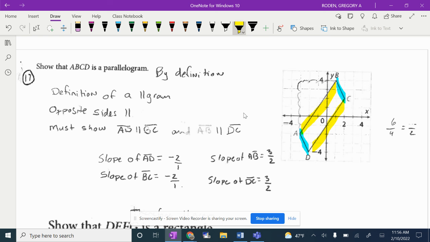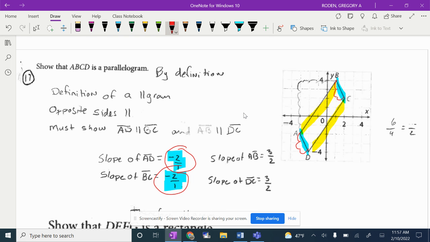So if we want to look at BC and AD, the blue lines, we can see that if we do rise over run, you go down 2, right 1. Okay, see that? You go down 2, right 1, and you get a slope of -2 over 1. You also get a slope of -2 over 1 on AD. So they have the same slope. So those two opposite sides are parallel.